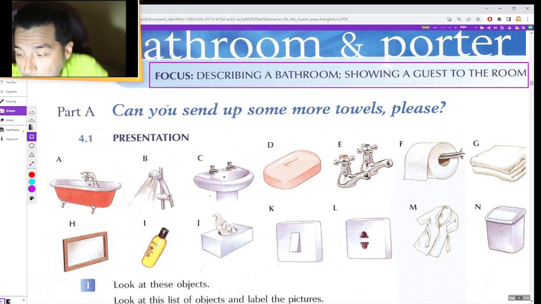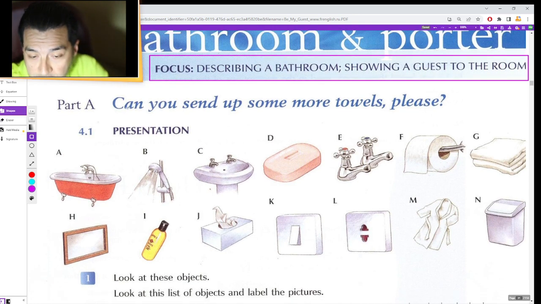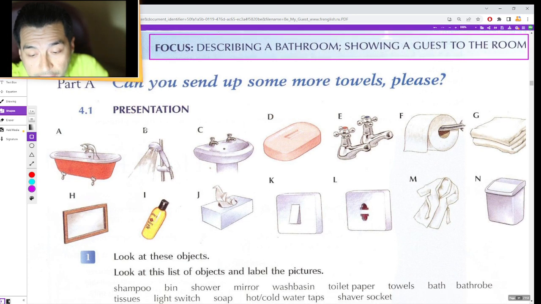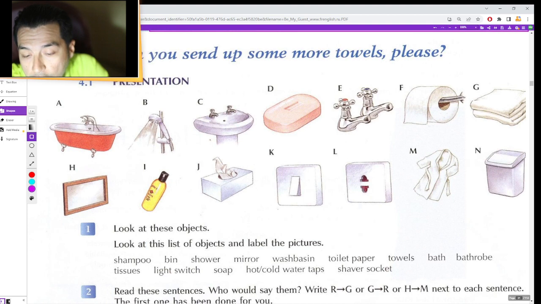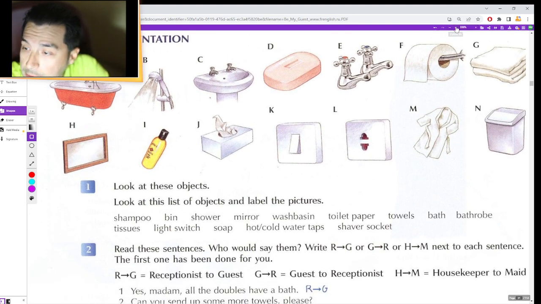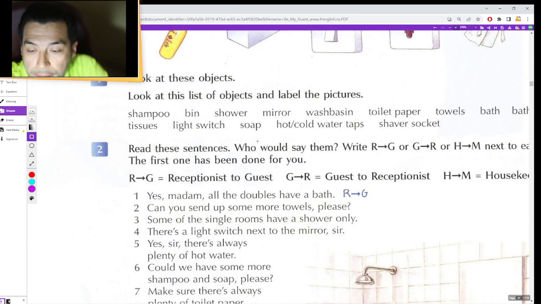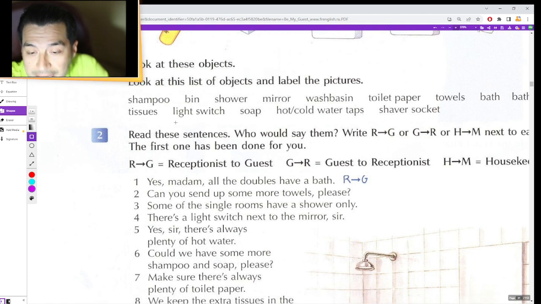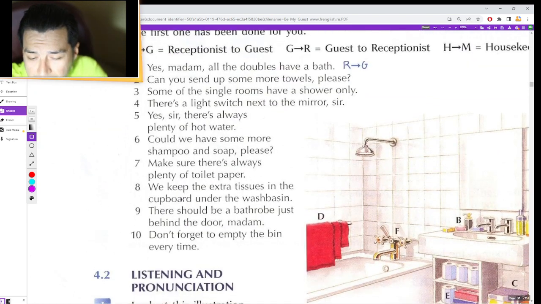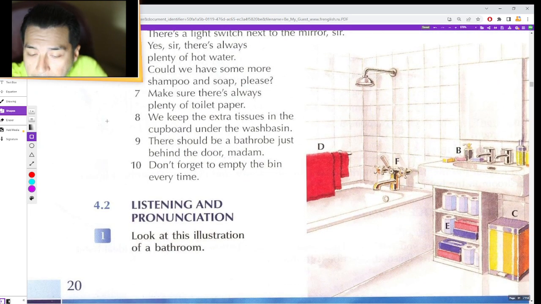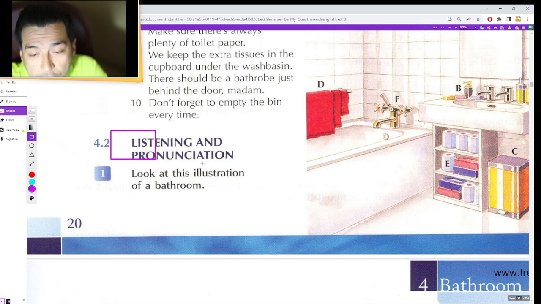First, we're gonna do a vocabulary exercise with the different objects in the bathroom. Look at this list of objects and label the pictures. Next, we're gonna do an exercise with sentences, complete sentences. We have 10 different sentences. And to finish, we're gonna do a listening and pronunciation exercise.